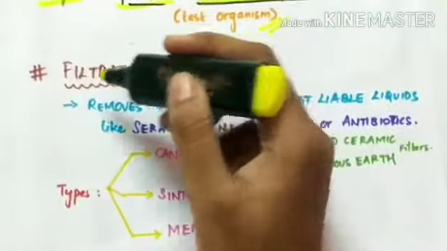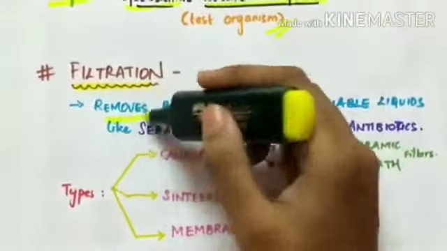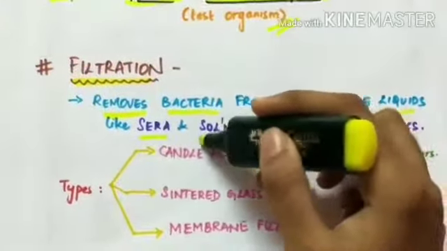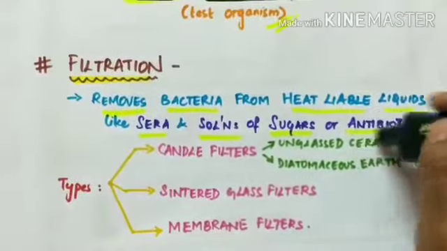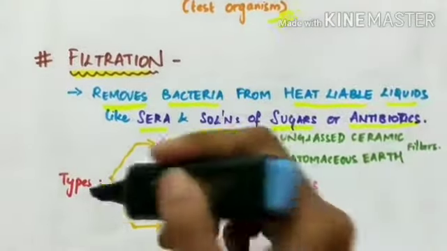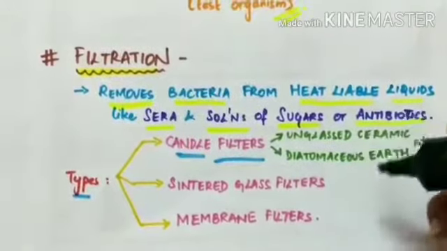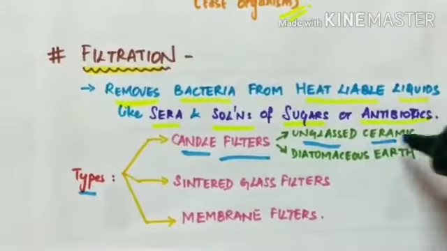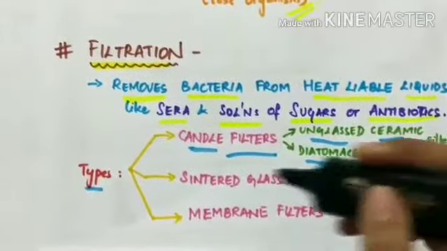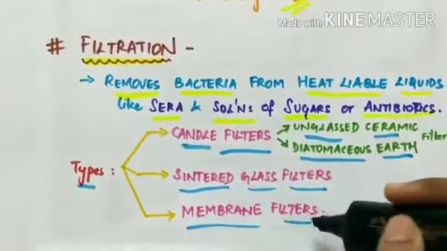Next method used for sterilization is filtration. The filtration removes bacteria from heat labile liquids like sera and solutions of sugars or antibiotics. The types of filters: they are candle filters, which may be further of two types, unglazed ceramic filters or diatomaceous earth filters. Next is sintered glass filters and membrane filters.